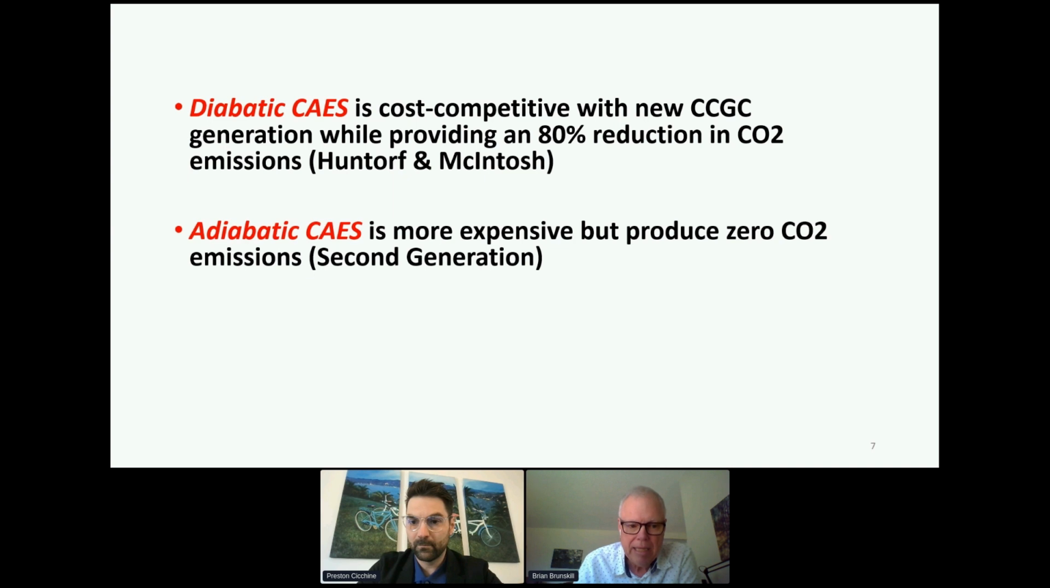So an adiabatic CAES system is more expensive. It includes additional technology, but produces zero greenhouse gas emissions. And this would represent a second generation. The difference between the two is that during the compression stage, there's significant heat created by the compressors. In the adiabatic system, that heat is captured and made available during the generation stage later in the cycle, therefore avoiding the use of natural gas altogether.